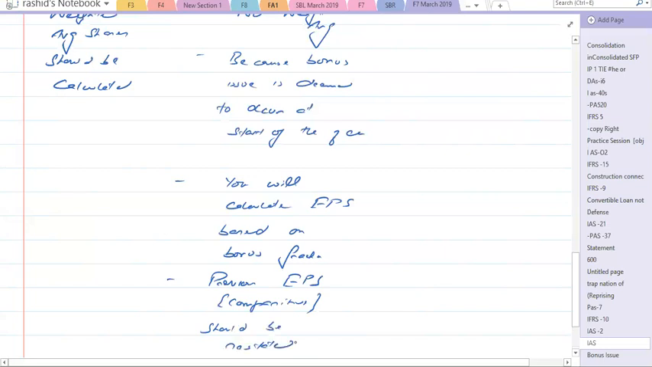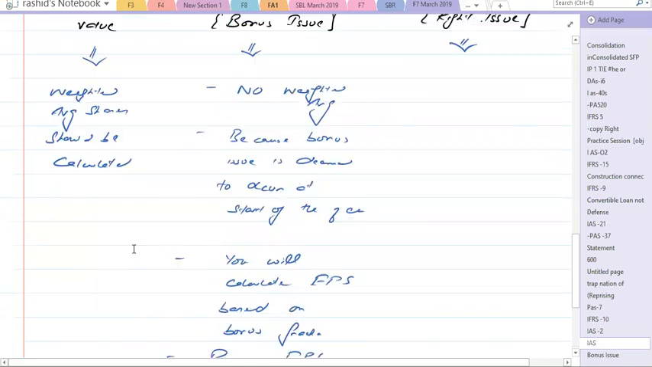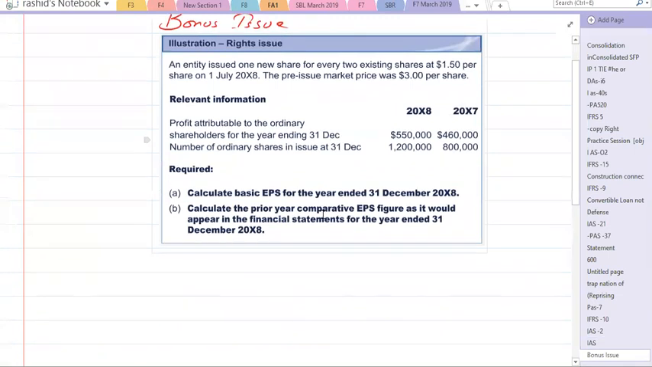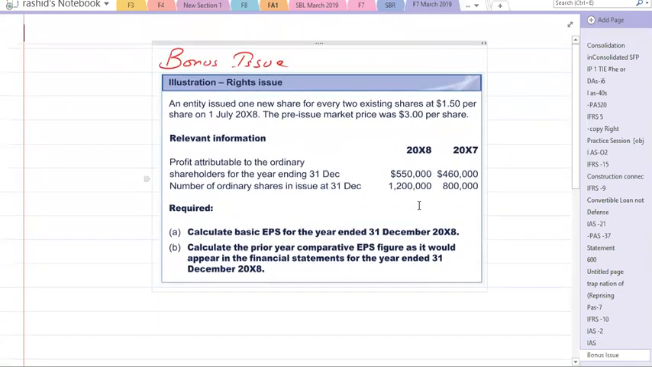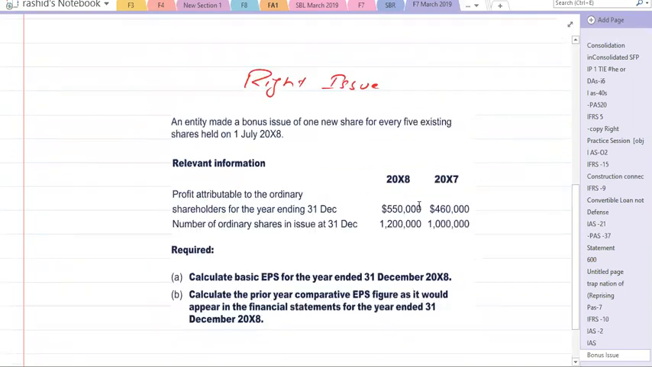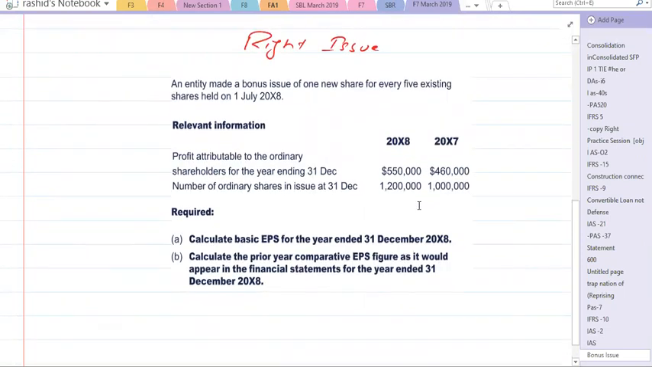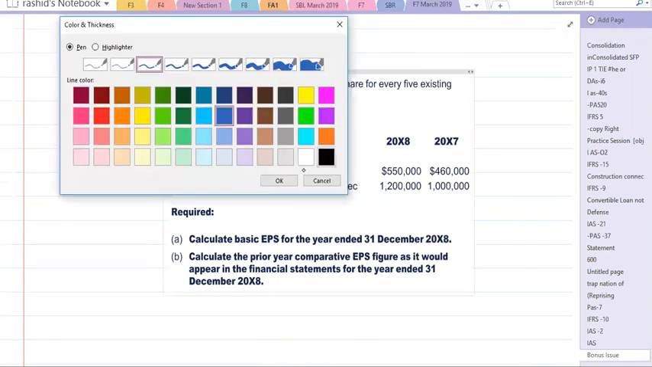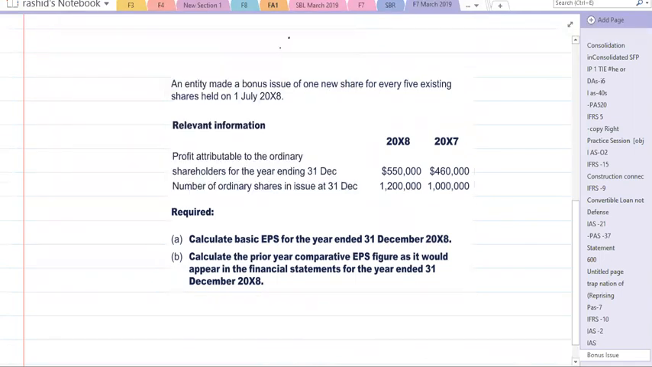In order to understand this concept, you have to do an example, and we are going towards an example. So this is the example of the bonus issue. No, this was the example of the right issue. This is the example of the bonus issue. Yeah, the heading is incorrect. Let me just remove it. Okay, we are going to do an example.